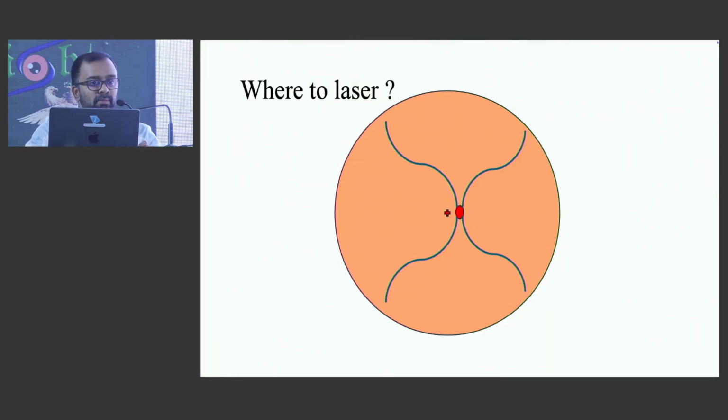Now, where do you laser? Basically, you have two fixed points in the eye. You have your optic disc and your fovea. Because diabetic retinopathy is a posterior disease, you ideally require very good posterior laser. So it should be 1 disc diameter nasal to the disc, 3 disc diameters temporal to the fovea, and at least 1 disc diameter above and below the vascular arcades.